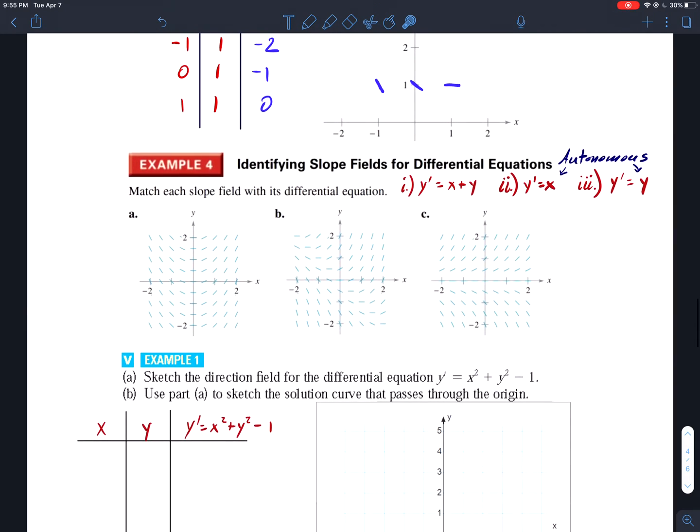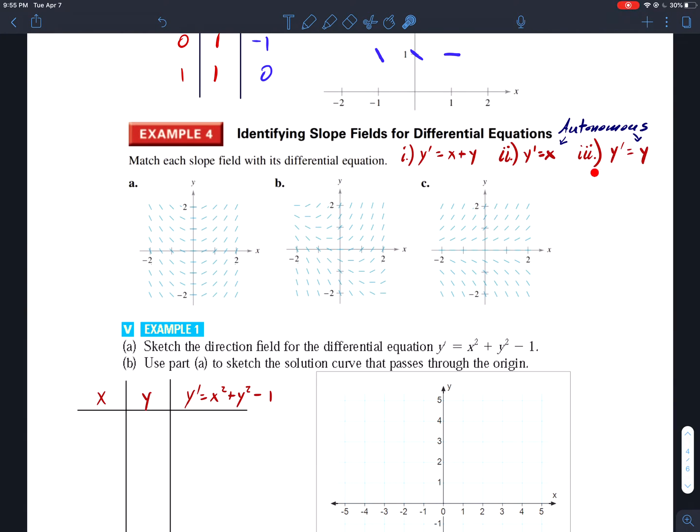All right, the first thing I want to point out is that equations 2 and 3 here are what we call autonomous differential equations. Autonomous. And what that means is that the slope y prime is dependent on only one variable. In other words, in equation 1, y prime is dependent on both x and y. But in equation 2, the slope is dependent only on x. In equation 3, the slope y prime is dependent only on y. Why is that important? Well, an autonomous differential equation has slopes that in a line are identical.